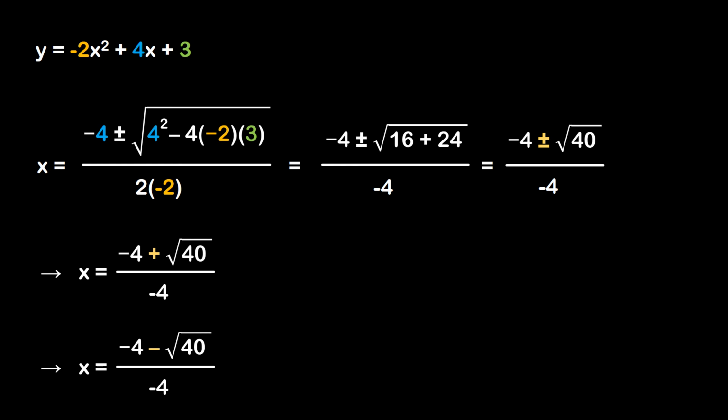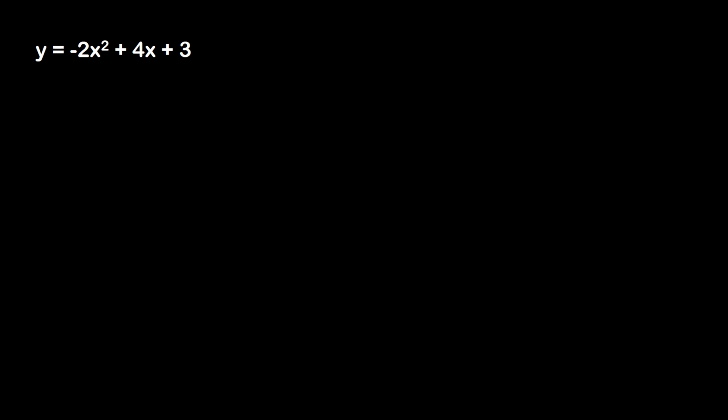Simply plugging these values into your calculator will give you that negative 4 plus the square root of 40 divided by negative 4 is negative 0.58, and negative 4 minus the square root of 40 divided by negative 4 is 2.58. Those are the two values of x that we need. Those are the two values of x where y is equal to 0, or where we have our x-intercepts, or roots, or solutions. Once again, the x-intercepts are at x equals negative 0.58 and x equals 2.58.